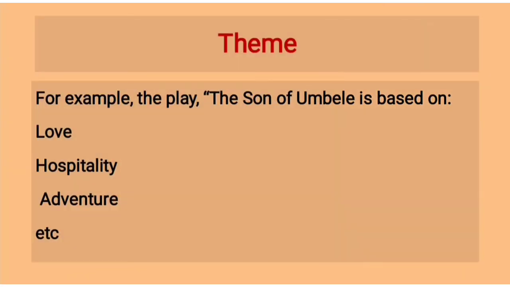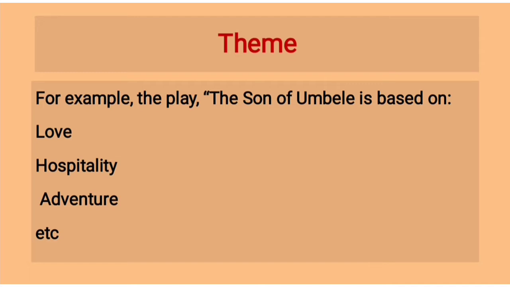So we want to look at some of the themes in The Son of Umbele. The Son of Umbele, for instance, is based on love, hospitality, adventure, etc. When we look at the theme of love in The Son of Umbele, we see how Sumako shows love for his household, which is manifest in the fact that Sumako teaches his sons how to fish and is always worried for them whenever they do not appear on the expected time. We see that Joshua also expresses love for Duela, and Duela also reciprocates the love.